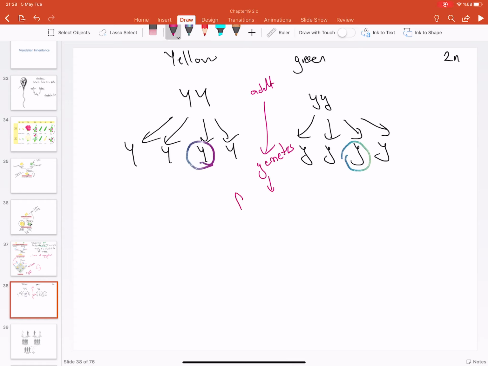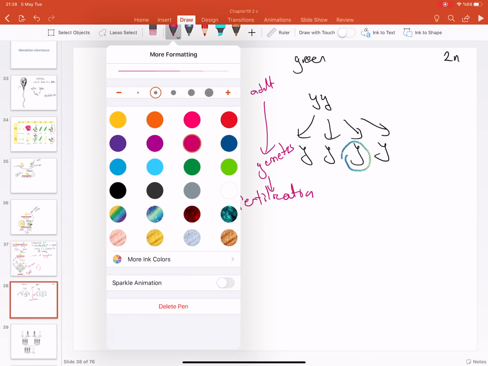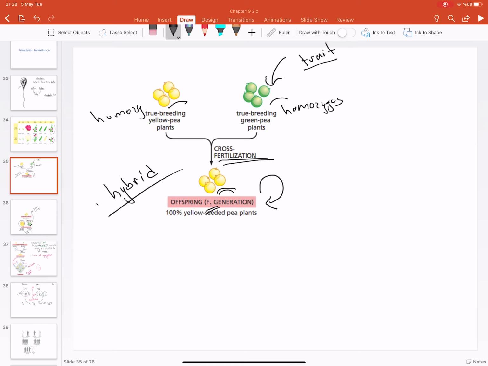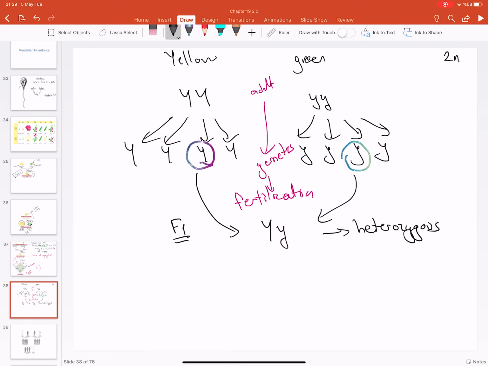Next, it is going to be fertilization. So these two are going to meet. So in the next progeny, in the F1, you're going to have capital Y, small y, which is going to be a heterozygous. This heterozygous is also called hybrid. Hybrid means combinations of something, like the hybrid car. It's a combination of gas consuming and electricity consuming engines.